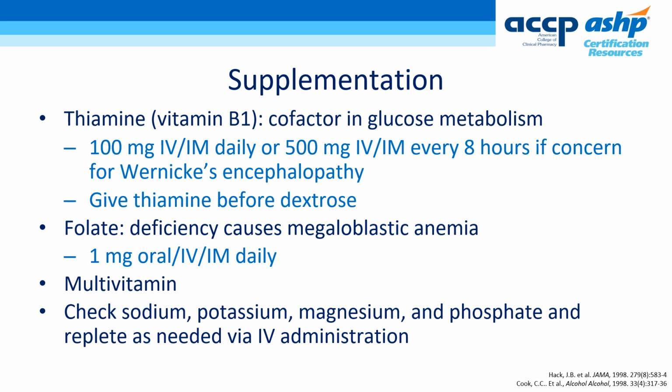Typical dosing is 100 milligrams intravenous or intramuscular per day, or 500 milligrams intravenous or intramuscular every 8 hours if concerned for Wernicke's encephalopathy. Folate can be given orally, intravenously, or intramuscularly, and a multivitamin should be started once the patient is able to take oral medications. Other electrolytes such as sodium, potassium, magnesium, and phosphate should be checked and repleted as needed with intravenous therapy.